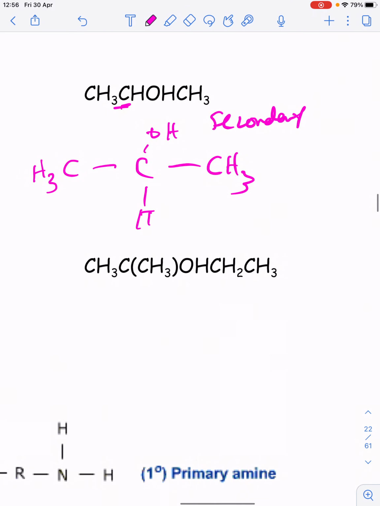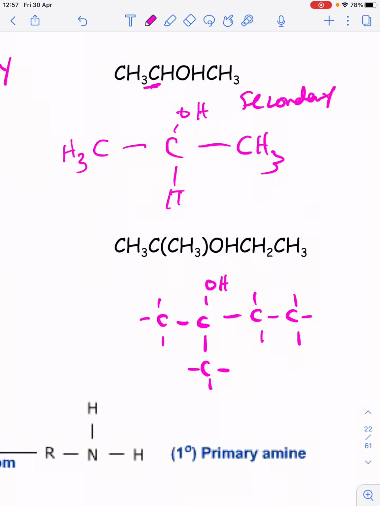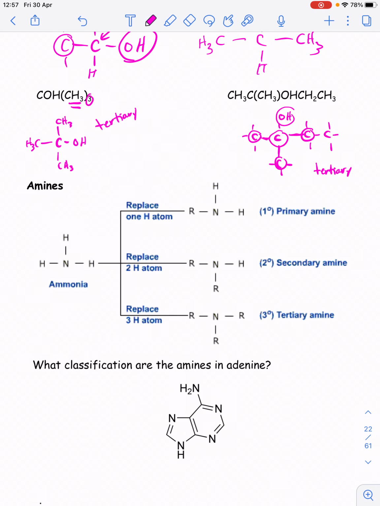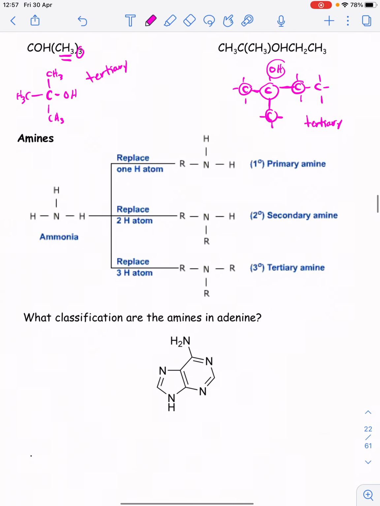And finally, this one, if I draw this out, I get CH3, C, CH3 off to the side. That's what the parentheses tell me. Then I have the OH, I get the CH2, CH3. And so now when I draw this one out, I can see this is also tertiary, because again, this is the carbon that matters. It's bonded to 3 other carbon atoms. So tertiary alcohol.